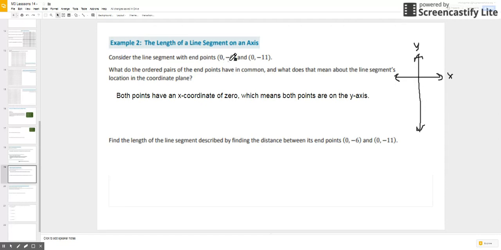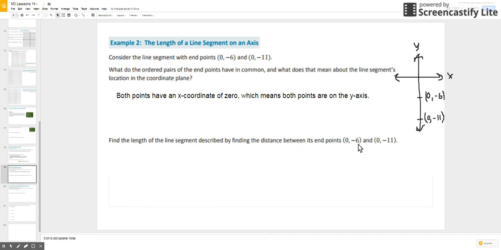So the first one's -6. It'd be probably about right here. So (0, -6), to give you a visual aid of what we're talking about. And the other one's -11, which would be a little bit further down. So there you go. Now we're going to take the rule we talked about in the previous video and find the distance between these 2 points. So let's find the length of the line segment by finding the distance between the endpoints.